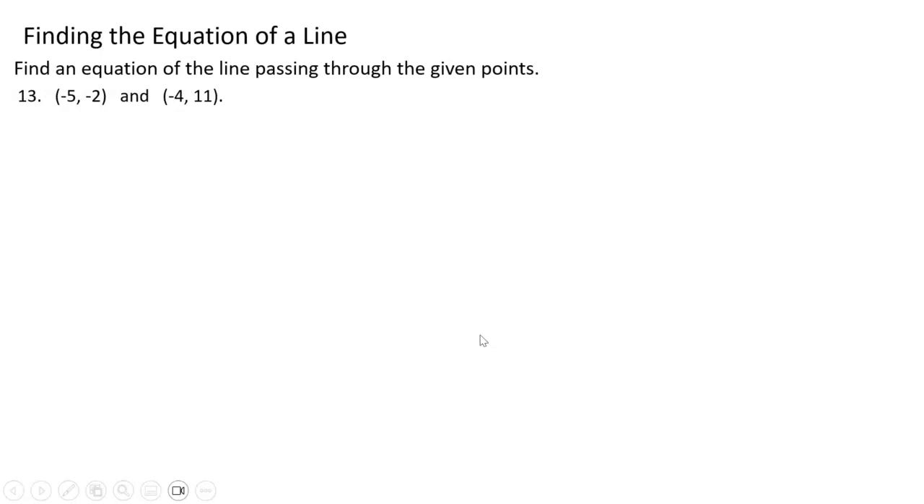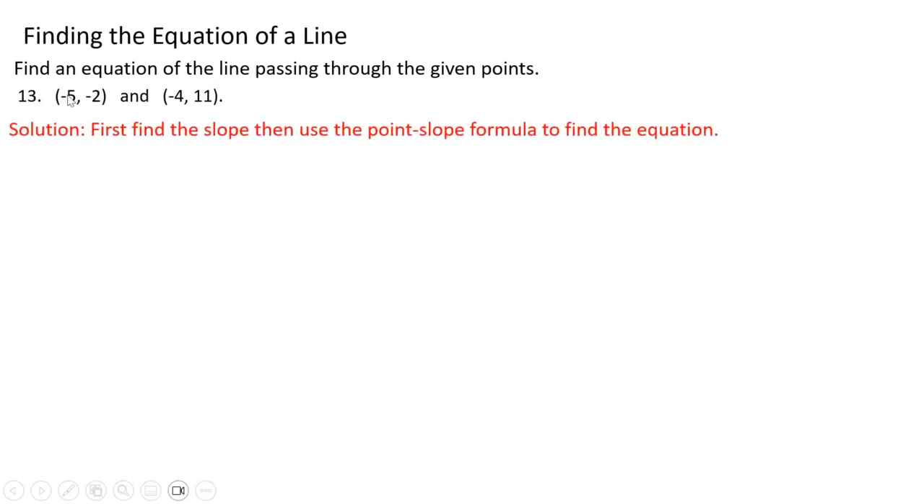Okay, now the slope is important because the next step that we have to do is find an equation of the line passing through the given points. So let's apply the observations first. Do the x's repeat? No, they don't. Do the y's repeat? No, they don't. That means that we actually need to work it out.